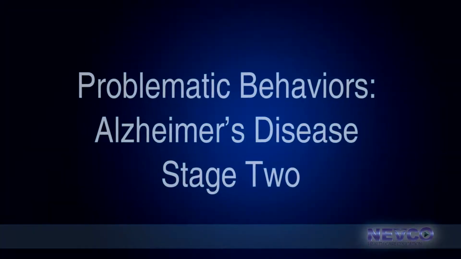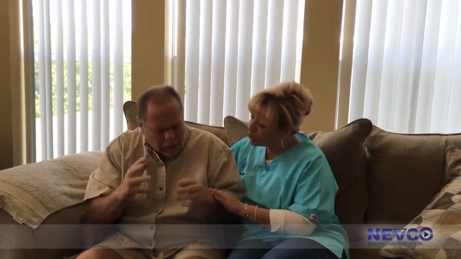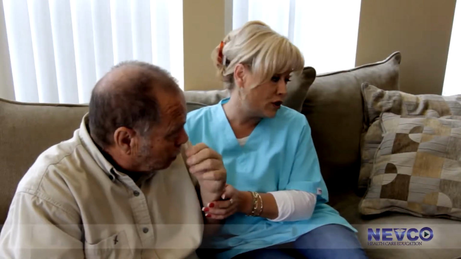Problematic behaviors, Alzheimer's disease, stage 2. As memory deficits increase during disease progression, behavior problems become more frequent and severe. In stage 2 of Alzheimer's disease, paranoia and suspicious behaviors may be present. Word finding and identification of objects becomes more difficult for clients during this stage. Individuals with Alzheimer's disease will often accuse family members of stealing, hiding, or moving their personal belongings. In this stage, sleep disturbances and wandering may also become problematic.